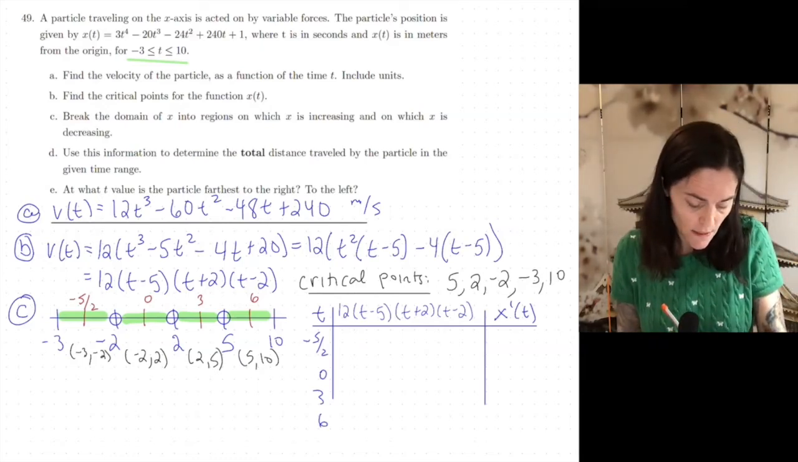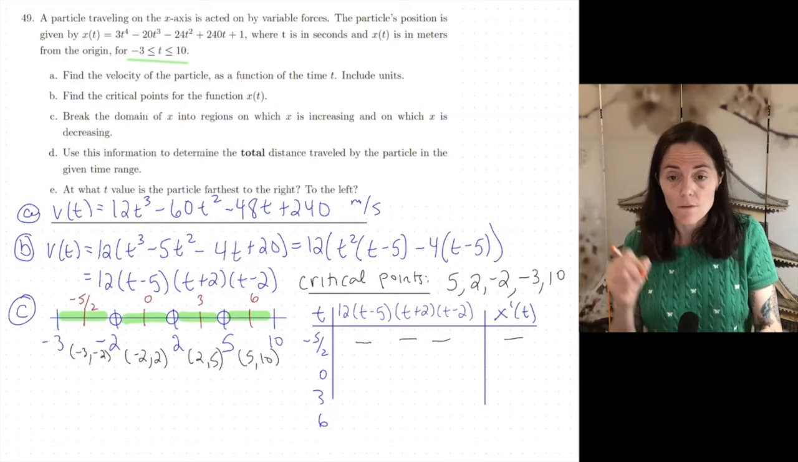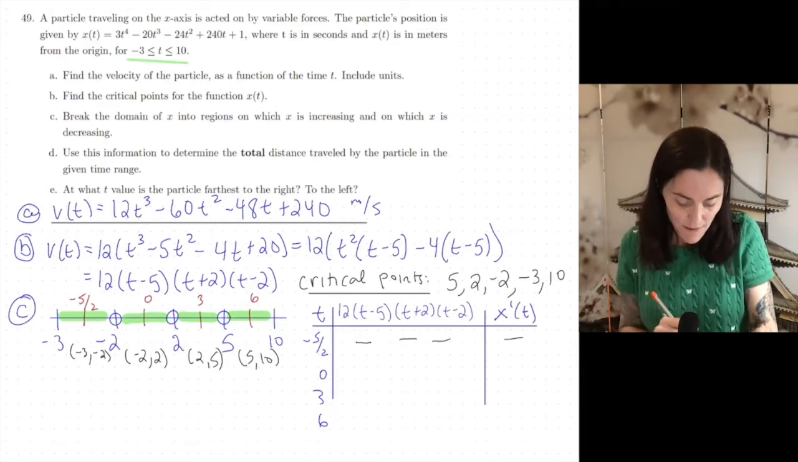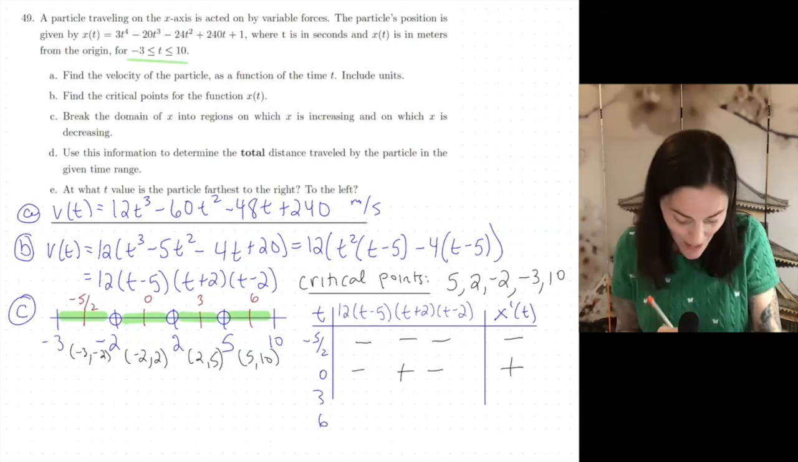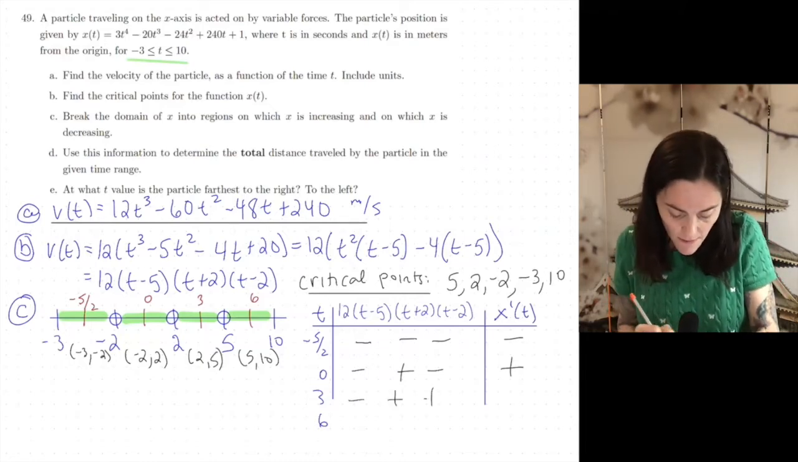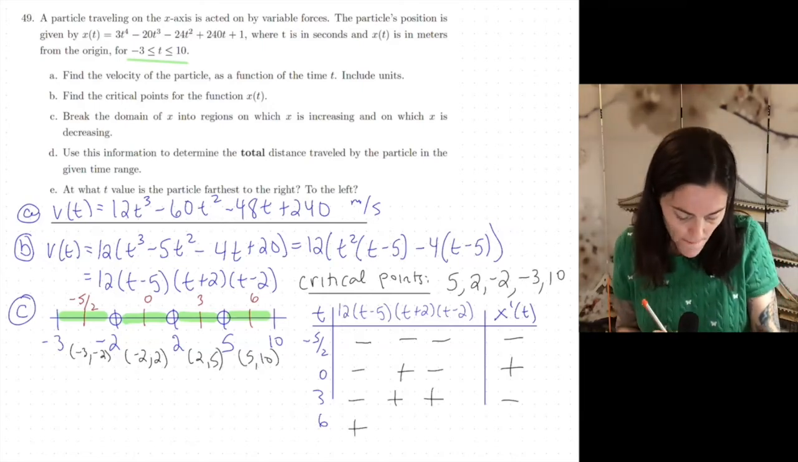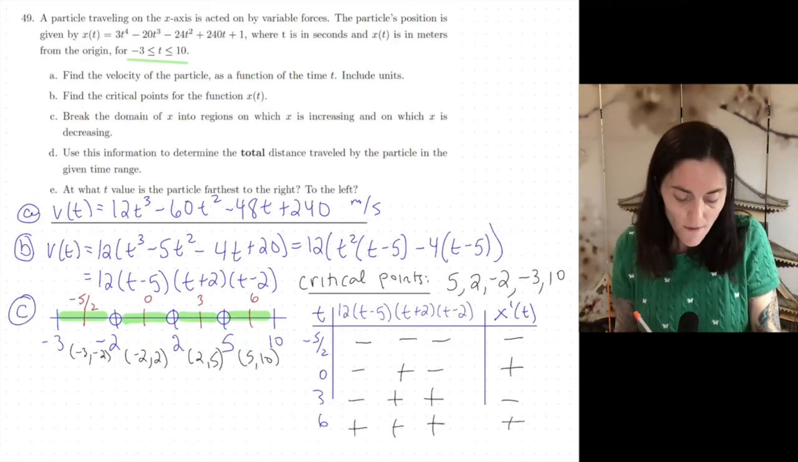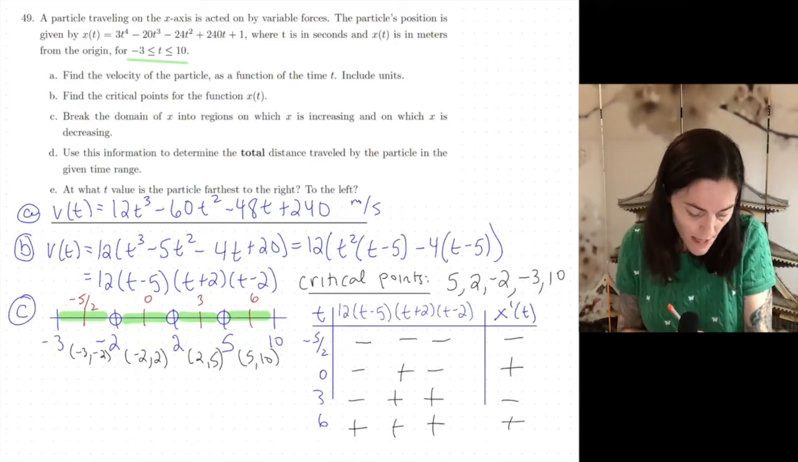So here, this is negative, negative, negative. The derivative is negative. At 0, we have negative, positive, negative. The derivative is positive. At 3, we have negative, positive, positive, negative. And at 6, we have positive, positive, positive. Okay, very nice. So we know we have minus.